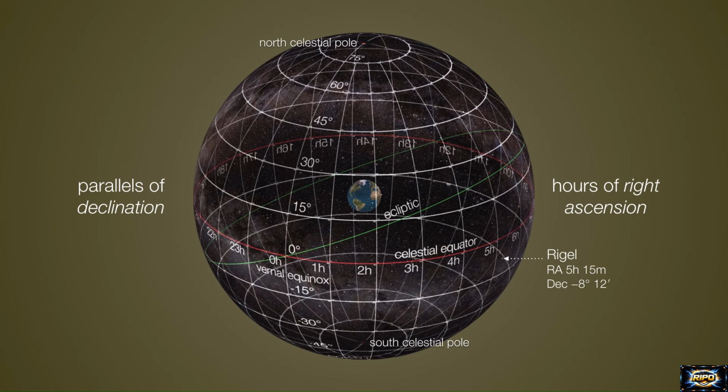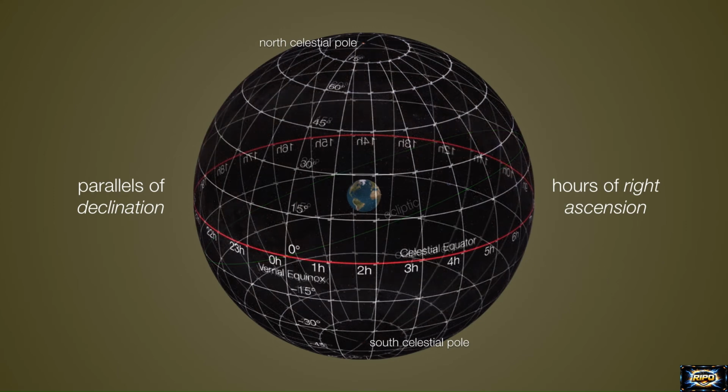And since it's south of the celestial equator, that gives us a declination of minus 8 degrees and 12 minutes of arc. Remember, we can take a single degree and we can split that up into 60 minutes of arc. So this coordinate system, since it's based on the celestial equator, we call the equatorial system.